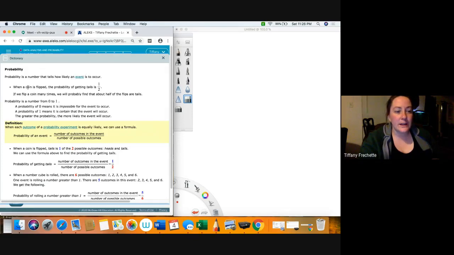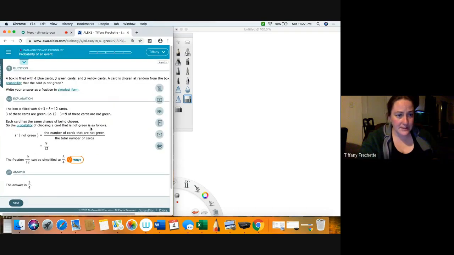So when a coin is flipped, the probability of getting tails, we want tails, is 1 out of 2. It's 1 because there's only one side that's tails, but there are 2 possible sides that it could land on, heads or tails. So when we're doing probability, we look at how many total outcomes, that goes on the bottom, so how many possible outcomes are there, and then the top is how many you want to happen. This is your ideal outcome, I'm sorry, not event. So it's just a way of showing how likely something is to happen.